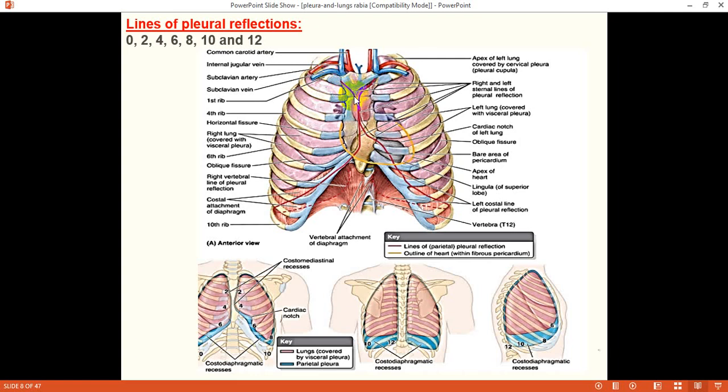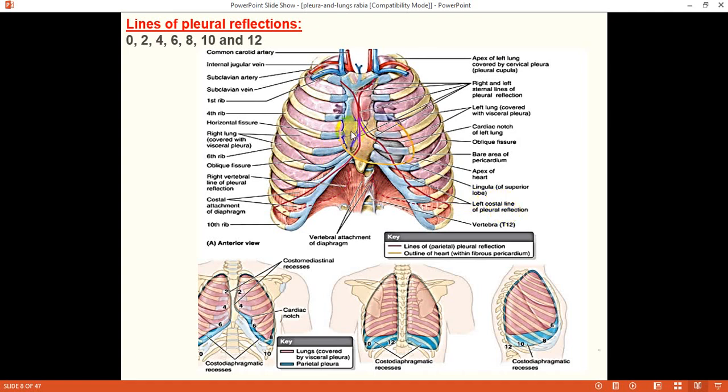They reach obliquely towards the second costal cartilage. From here the right and left sternal lines will be different. The right sternal line will extend downwards straight up to the 6th costal cartilage, and it will be reflected as the diaphragmatic or costodiaphragmatic line of reflection.